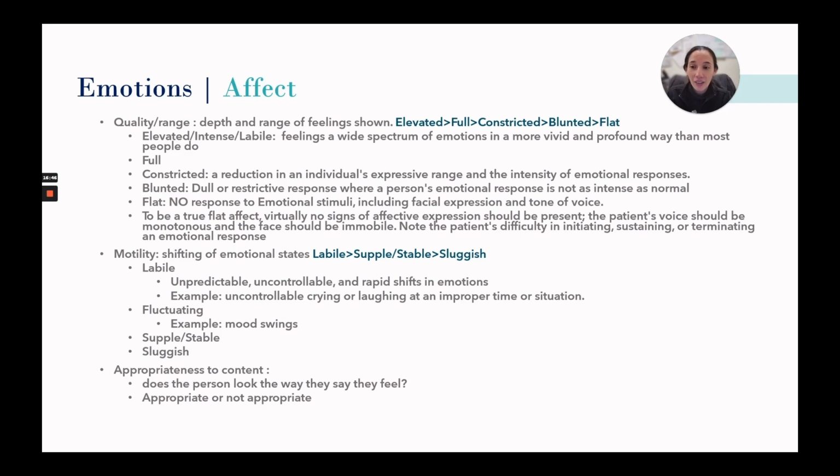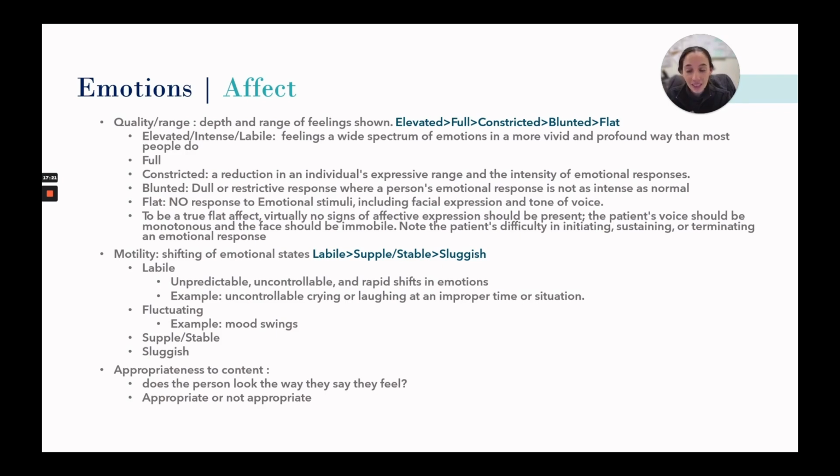So elevated, intense, or labile affect are feelings of a widespread spectrum of emotions in a more vivid and profound way than normal people do. So they're feeling these emotions in a very intense way. There is full, that's normal. You have a full range and quality of emotions. Constricted is a reduction in an individual's expressive range and the intensity of emotional responses. So it's just a reduction.